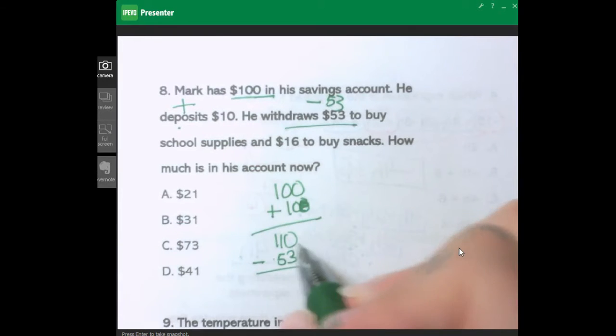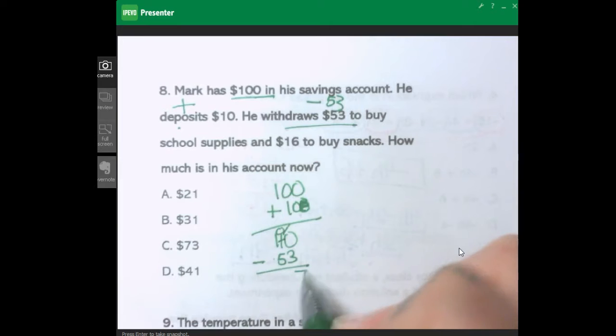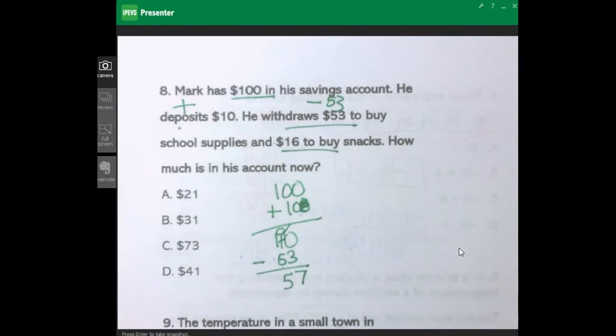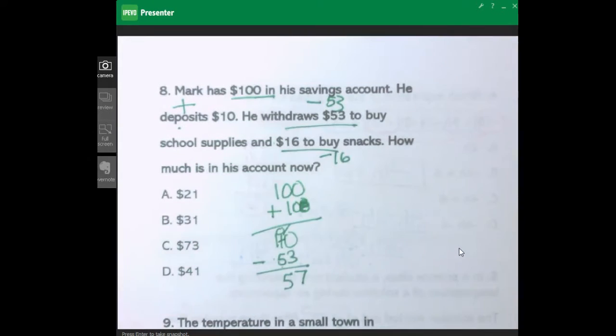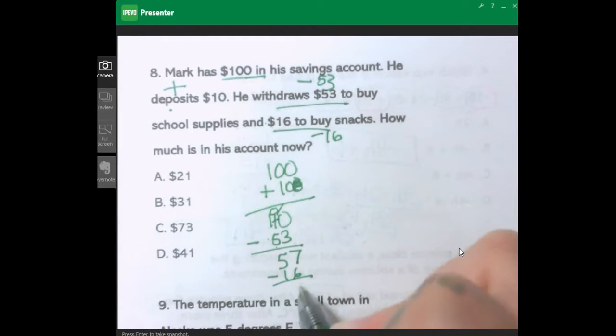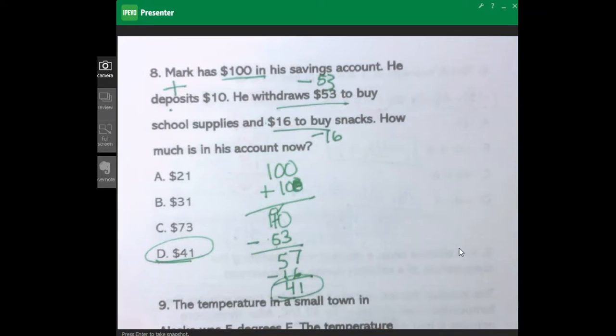I can't take 3 from 0, so I'm going to have to borrow. 3 from 10 is 7. 5 from 10 is 5. So now he's got $57. Then he buys $16 for snacks. That's another minus 16. So I'm going to take my 57 and I'm going to subtract 16. 6 from 7 is 1. 5 from 1 is 4. So he's got $41 left.